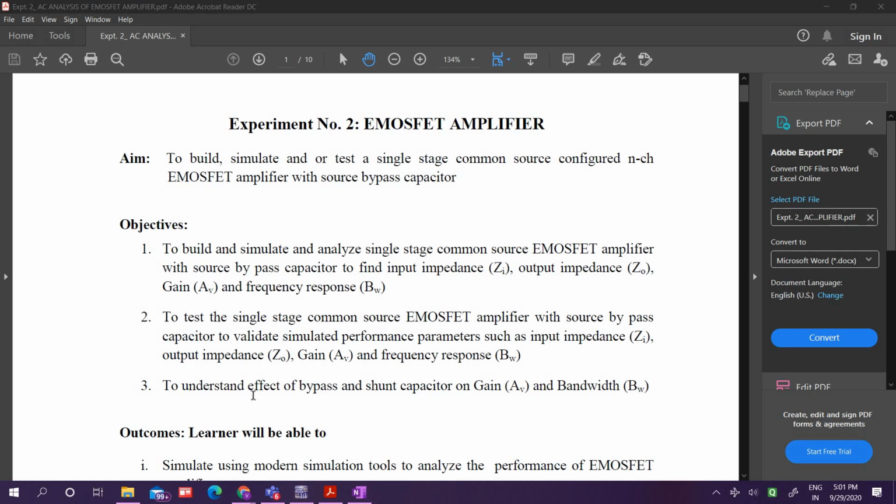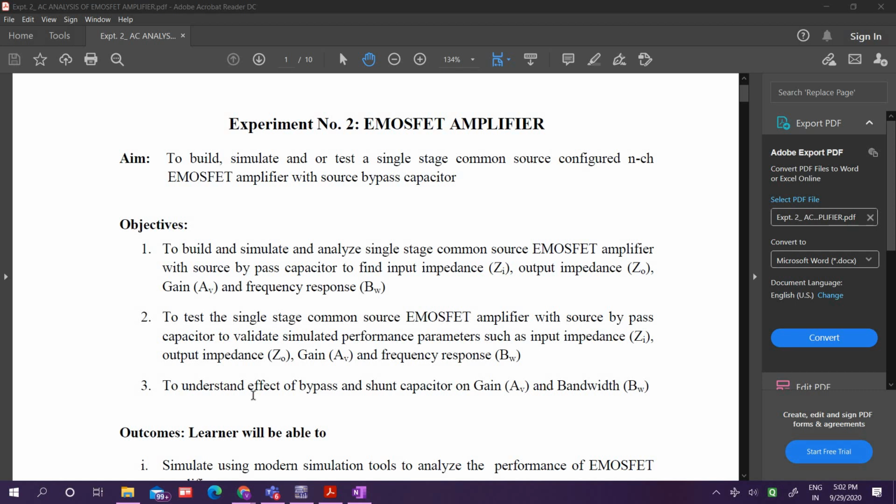So the first objective is what? We have to design the single stage CS amplifier. We have to connect some capacitors in that. We have to check the input impedance, output impedance, gain and the frequency response, that is bandwidth.